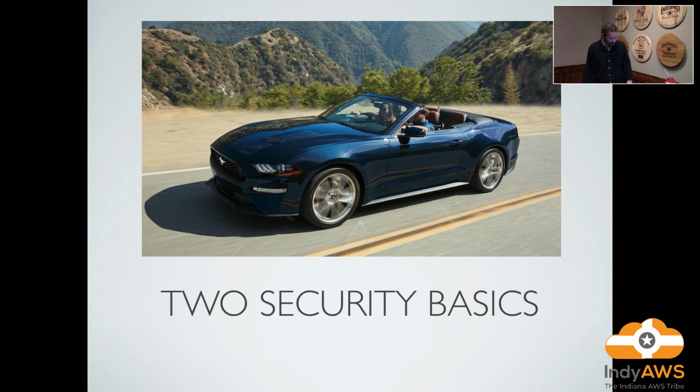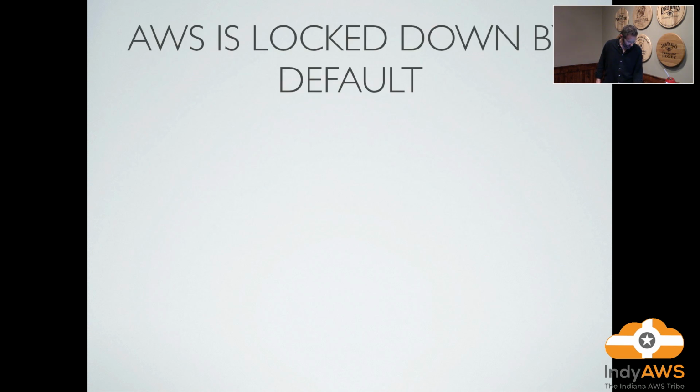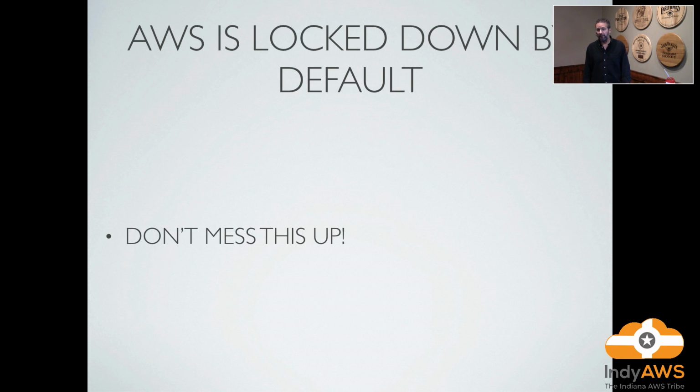All right, so a couple of security basics. The first thing to understand is that AWS locks everything down by default. And this is good, so all you really have to do is don't screw it up. Right? Now, there's one thing where they don't actually lock things down, and that's around the root account, and we'll cover that when I get to talk about IAM.